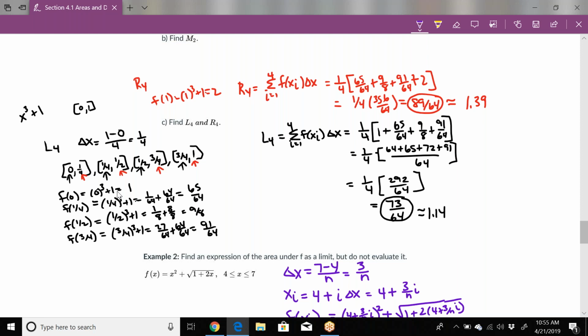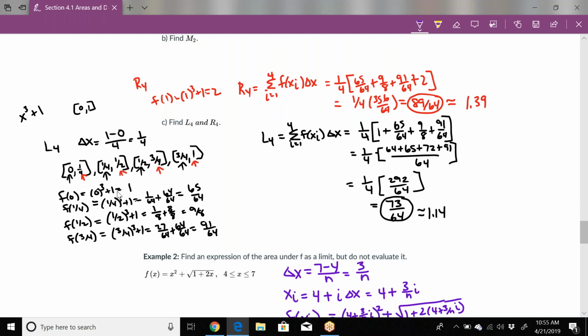Then since we're doing left endpoints, notice those are my black arrows. I picked all of those values and plugged them into my function. x cubed plus 1 was the function. And I found the evaluation of each of those. So that's 65 over 64 because we're cubing, 9 over 8 because we're cubing again, and 91 over 64.